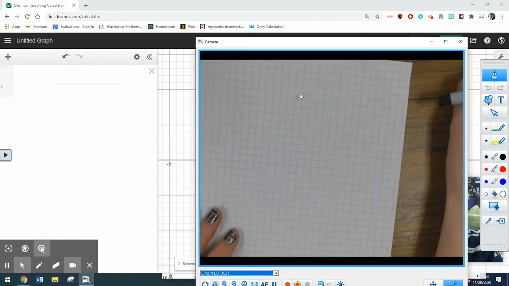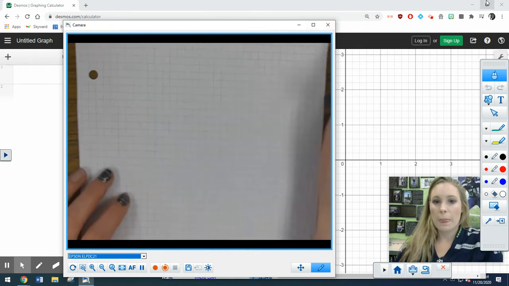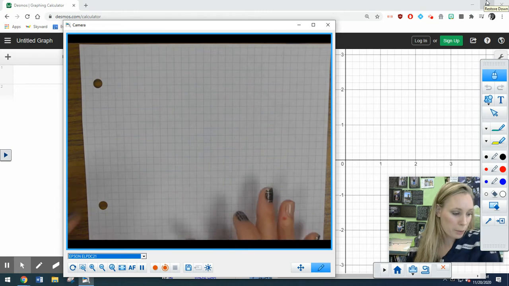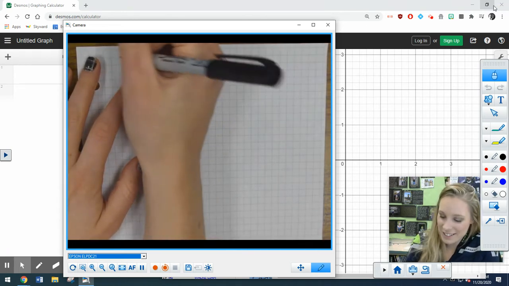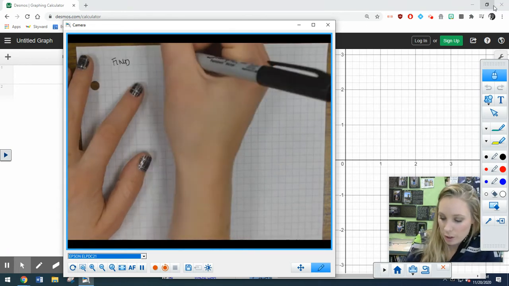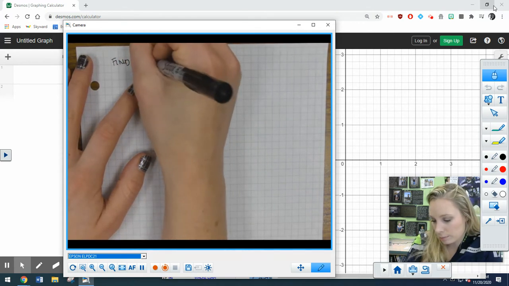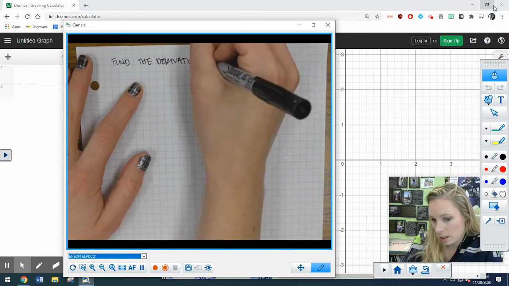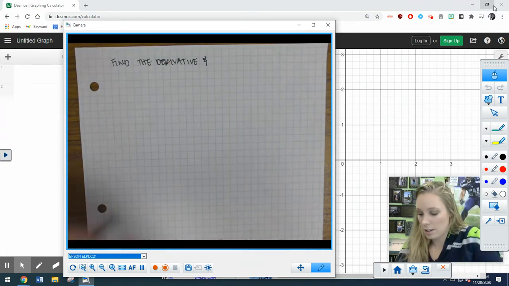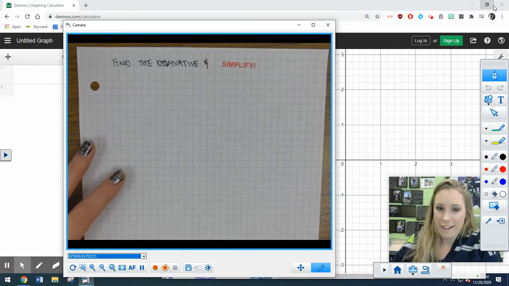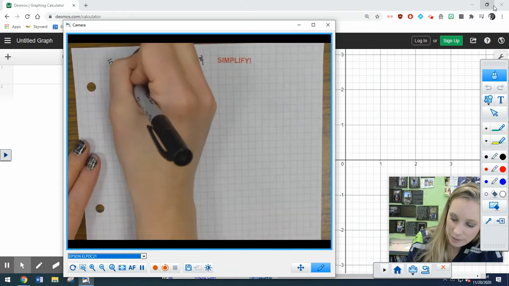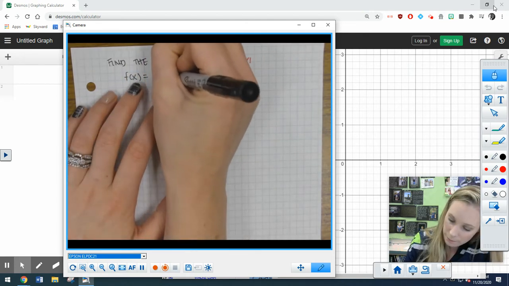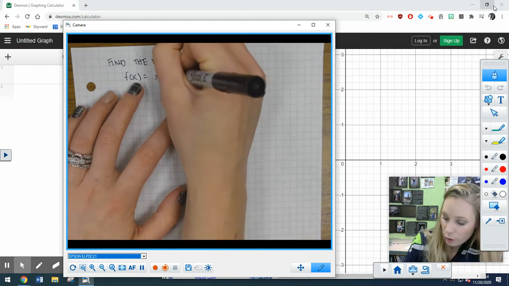Hi guys. So in this problem, we're going to find a derivative and we're going to practice simplifying. And so the simplifying part of it is the most challenging part. So we are going to find the derivative and simplify f of x equals x squared times the square root of 1 minus x squared.